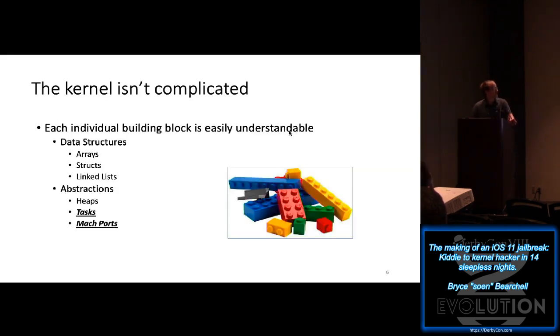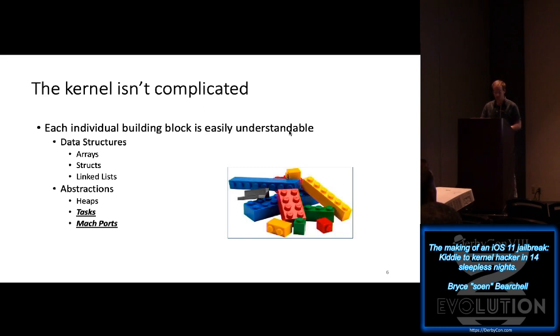So just to say, the kernel is not black magic. It's not that complicated. And that's a little bit of a lie. It is complicated, but each individual piece is understandable and digestible. You know, it's going from arrays, just a sequence of things in memory, to structs, a sequence of things in memory with types associated with them, to linked lists, which are just structs that have a pointer to another struct. And then upon those kind of basic dumb computer science models, we can build all of the abstractions that the kernel uses.